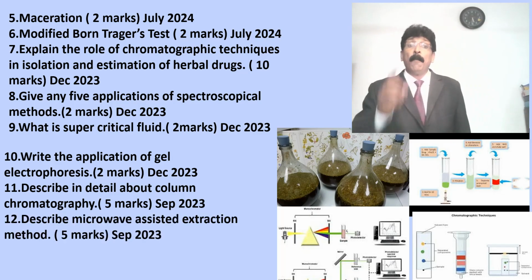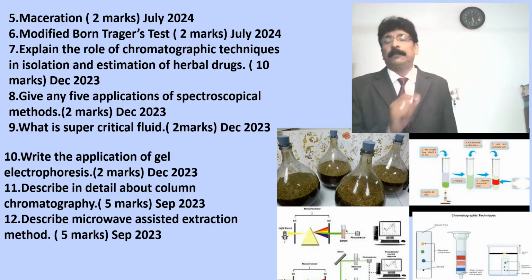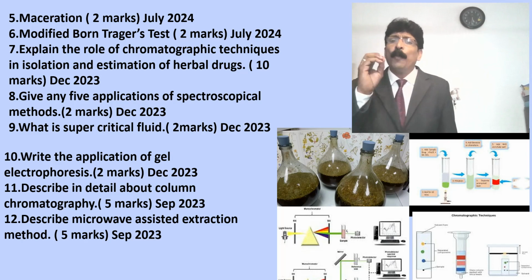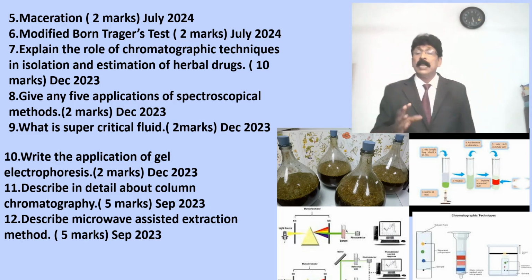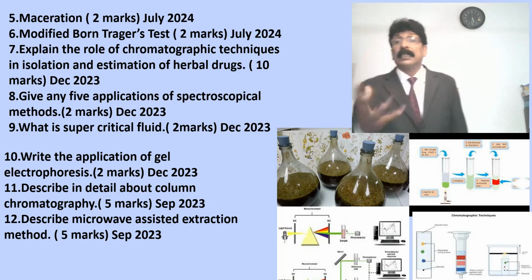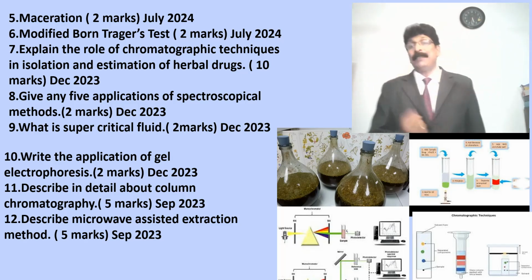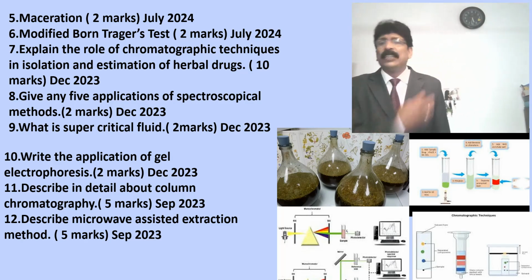Describe microwave assisted extraction method. Microwave: you know how microwaves in the home are used for cooking substances. Here microwave techniques can be used even for extraction of volatile substances, volatile oils. We are using a microwave technique which can assist extraction. So they have asked a 5-mark question, and the student should have the capacity to write it.